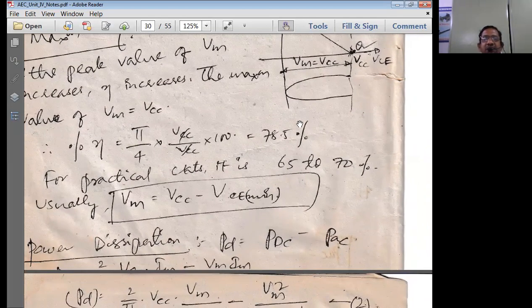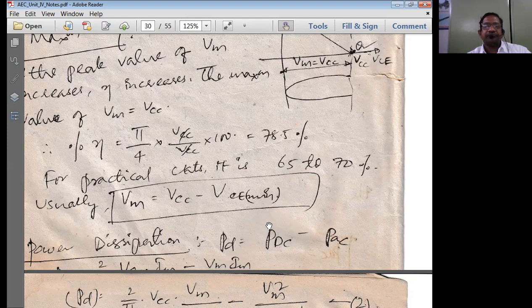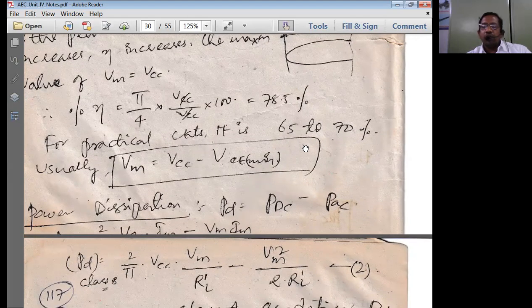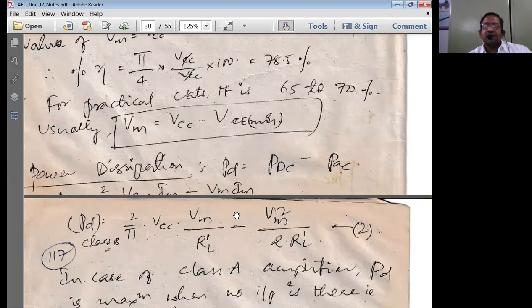This is the maximum efficiency that we can achieve in the case of the class B push-pull type of power amplifier. Practically, the efficiency would be coming in between 65 to 70%. Definitely, it is going to be more than 50%. So definitely, it is going to be a very good, efficient circuit in comparison with the class A type of power amplifier circuit. That means this circuit is utilizing the input power to produce the maximum output. That is what is called efficiency in general.